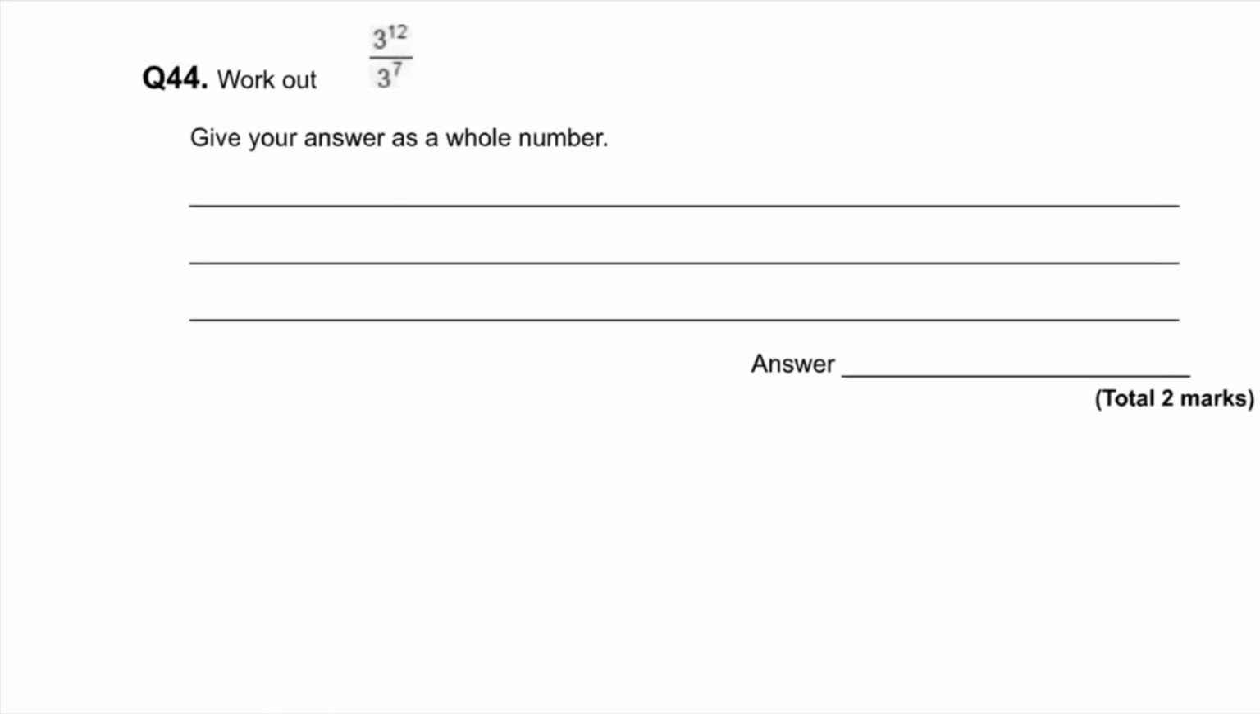Question 44, work out 3 to the 12 divided by 3 to the 7. Give your answer as a whole number. Okay, so two numbers with the same base, 3 and 3.